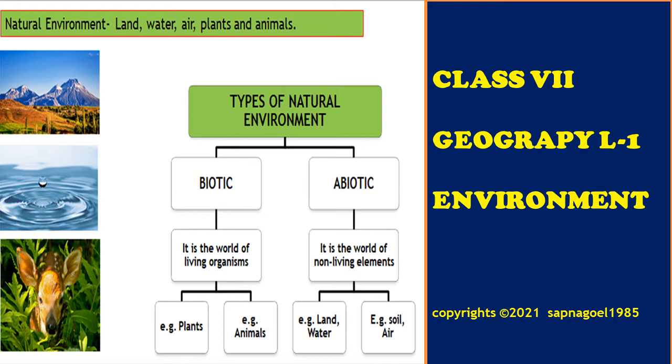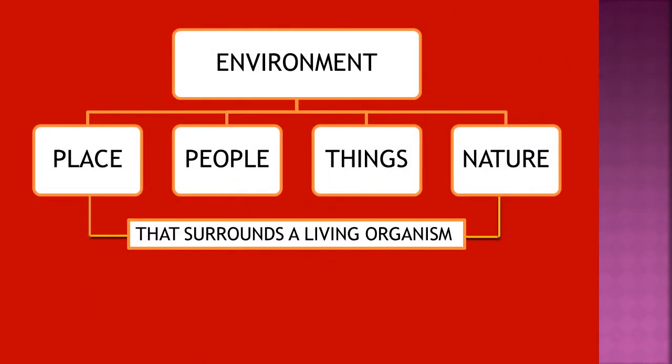Through this video, we are going to study Class 7 Geography Lesson 1 of the NCERT book. The name of the lesson is Environment. Let us start with the meaning of environment. What is environment? Anything that surrounds a living organism is called environment.